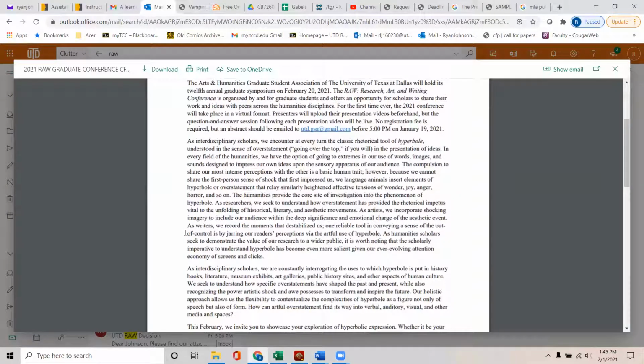The humanities provide the core side of investigation into the phenomenon of hyperbole. As researchers, we seek to understand how overstatements have provided the rhetorical impetus vital to the unfolding of historical, literary, and aesthetic movements. As artists, we incorporate shocking imagery and to include our audience within the deep, significant, and emotional charge of the aesthetic event. As writers, we record the moments that destabilize us. One reliable tool in conveying a sense of the out of control is by jarring our readers' perceptions via the artful use of hyperbole. As humanities scholars seek to demonstrate the value of our research to a wider public, it is worth noting that the scholarly imperative to understand hyperbole has become ever more salient given our ever-evolving attention economy of screens and clicks.